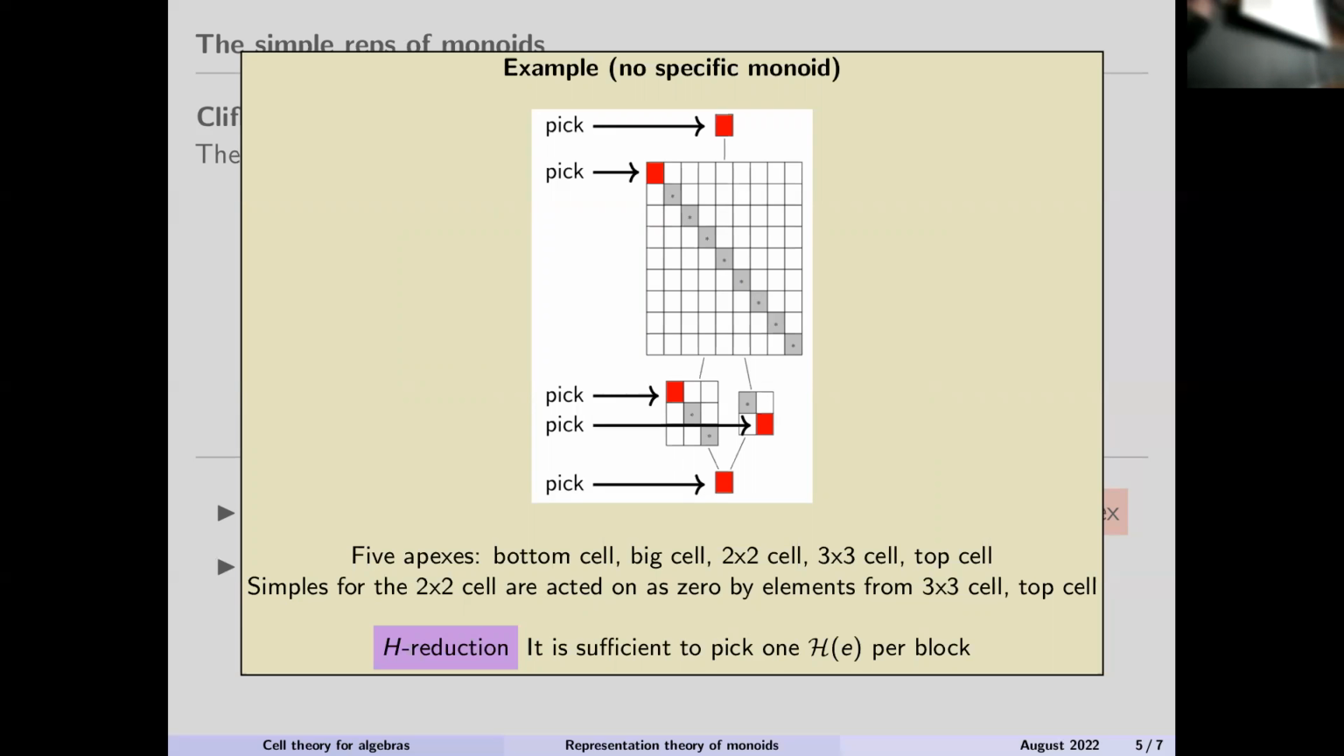Right. H reductions. It's a huge reduction. Again, for a group, there's nothing happening. So this is boring.